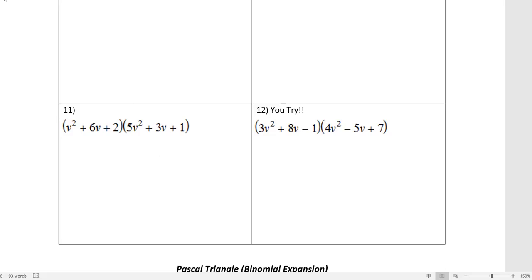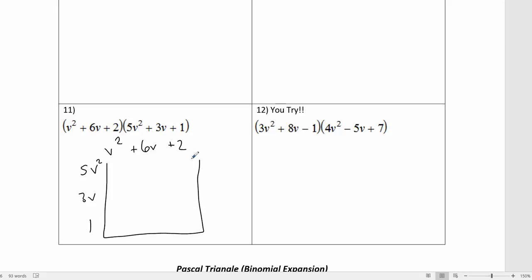If you look at number 11, what do you notice? Now I have two trinomials. It's the same actual process as before. And now instead of taking a binomial and a trinomial, now I'm going to have both trinomials. So v squared plus 6v plus 2 on top, and then I'll put the 5v squared, the 3v, and then the 1 on the side. Again, I make my box. Now it's a 3 by 3 box instead of a 2 by 3 box, and now you have 9 squares versus 6. So just multiply through the same way.